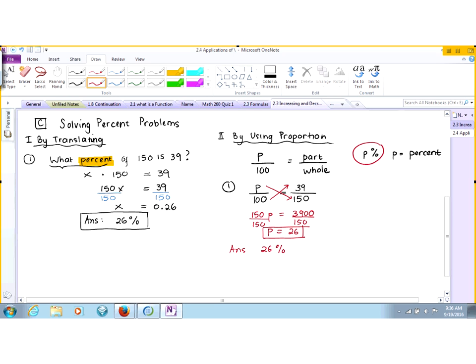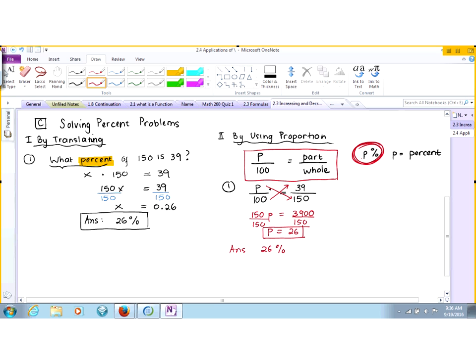So P, remember this is P percent. Okay, so P is the number in front of the percent. How do we get 100? Where is 100? This one? Oh, this is the proportion. So you have to use this. It's always 100. Technically it's like a formula. So P over 100.